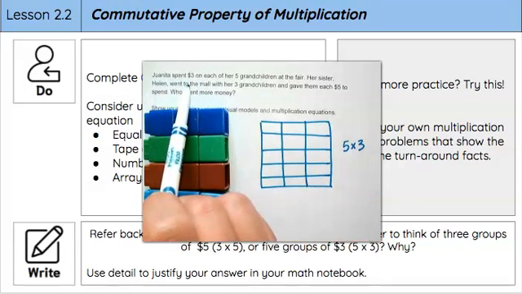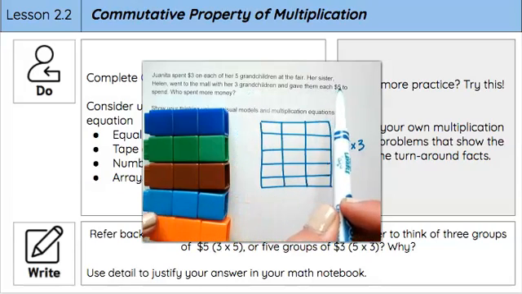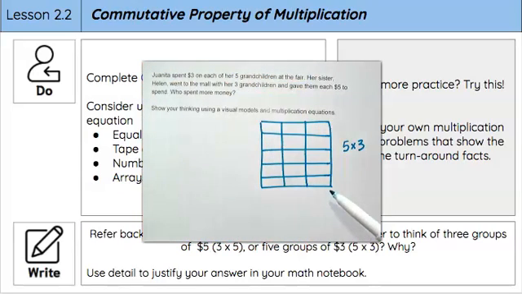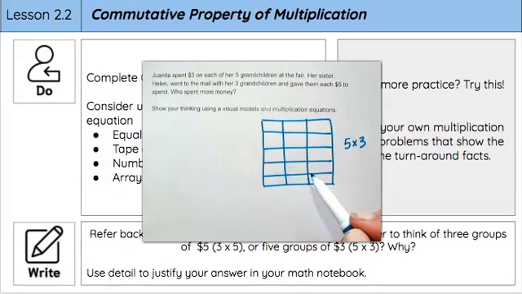Helen went to the mall and had 3 grandchildren, but she gave them each $5. How could I use linking cubes in my arrays or any other strategies to solve for how much Helen spent? After I figure out Helen, then I compare the two. Be sure to show all of your work using visual models.